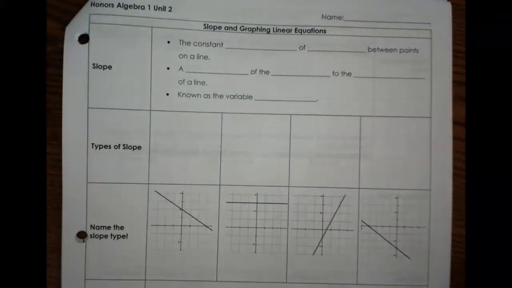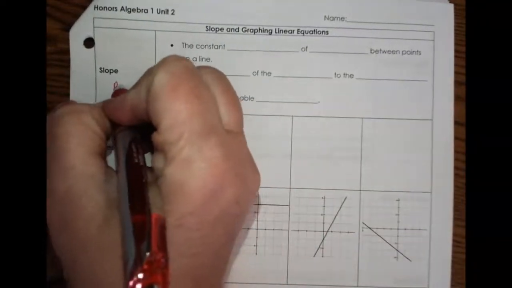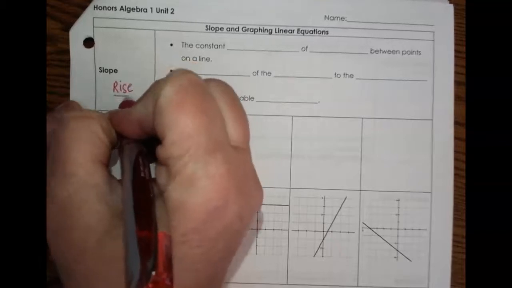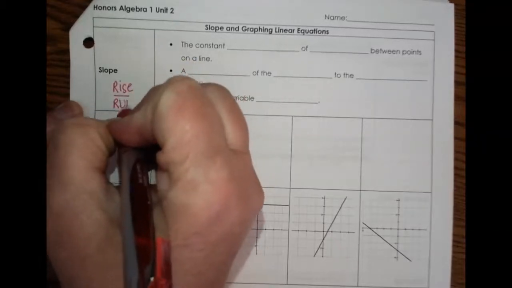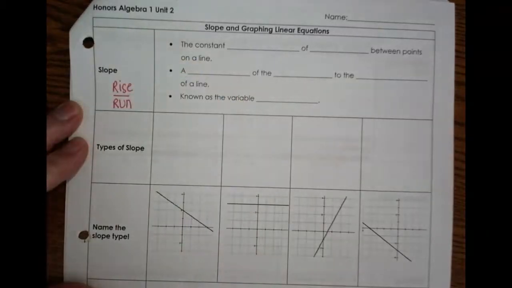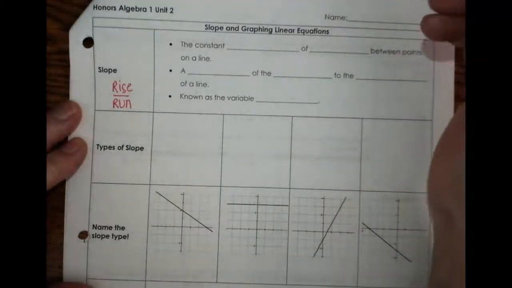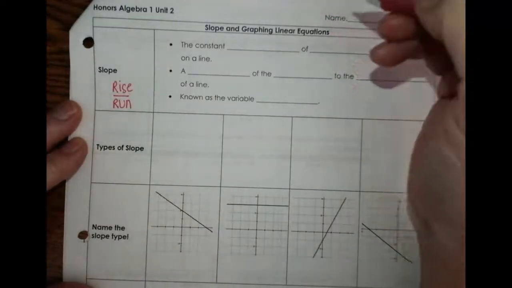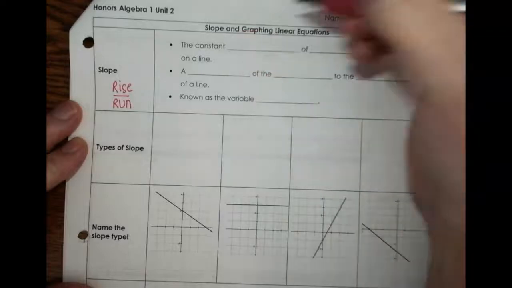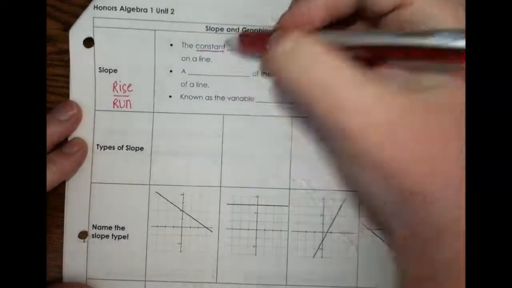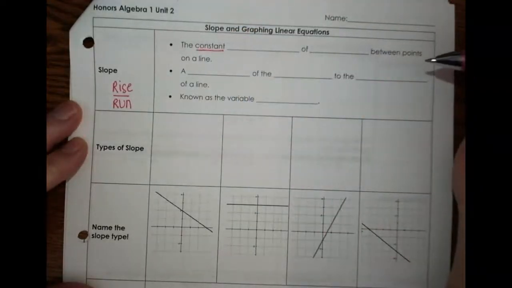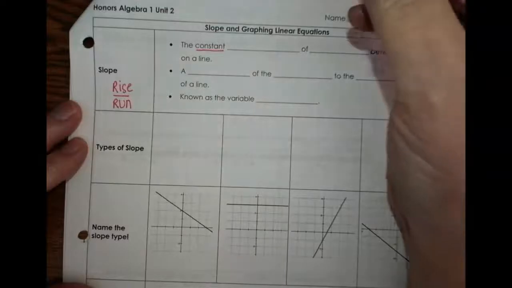Alright, so what is slope? I just said that word a whole bunch of times. So slope, and when I said that, several of you probably thought this: rise over run. And that's exactly what we're talking about. We're talking about the change in your rise and run. So for lines, there's a constant change. That means the slope will be the same no matter what 2 points you pick.